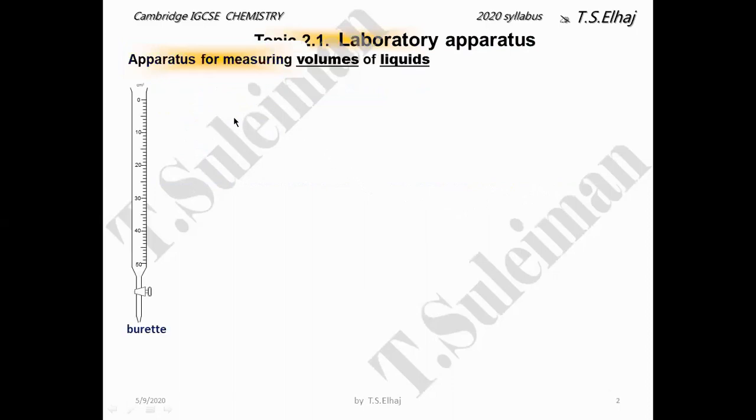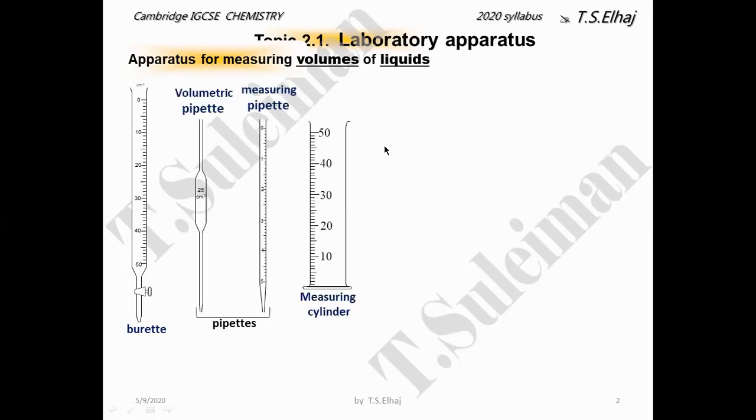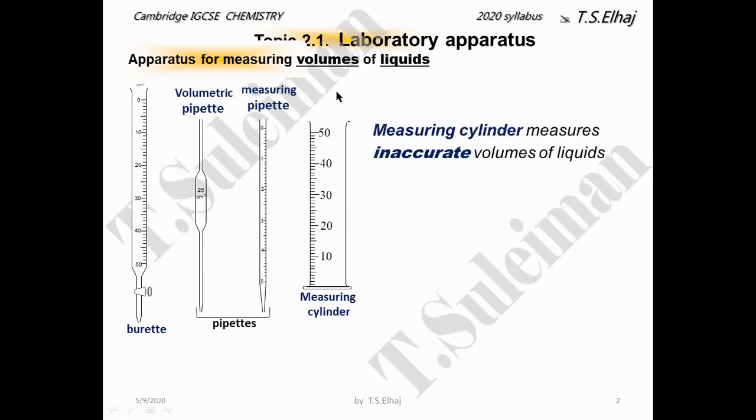First of all, apparatus for measuring volumes of liquids. We have three types of apparatus used for measuring volumes of liquids: burette, pipette, and measuring cylinder. We have two types of pipette. One is the volumetric pipette, the other one is the measuring pipette. How they differ, we are going to explain throughout this video.